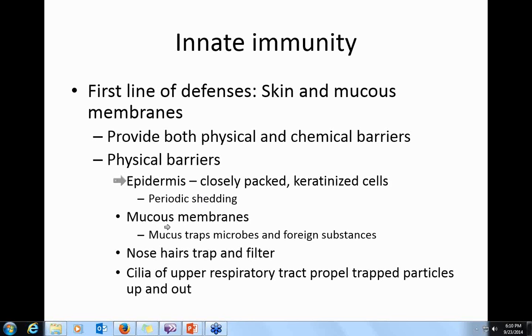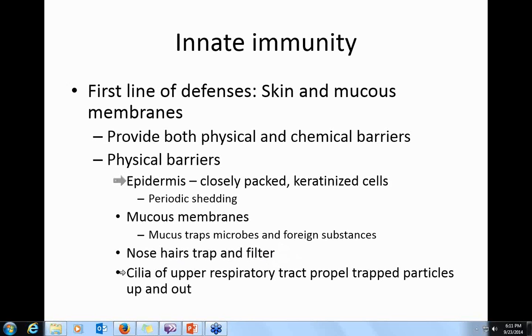You have mucous membranes. Mucous membranes refer to membranes that open to the outside. These are membranes found in your nasal cavity, your oral cavity, vaginal cavity, anal cavity. And mucus, quite common this time of year, helps to trap microbes and other foreign substances. Nose hairs trap and filter dirt and debris particles. Yes, they can be unsightly, but yes, they are functional.